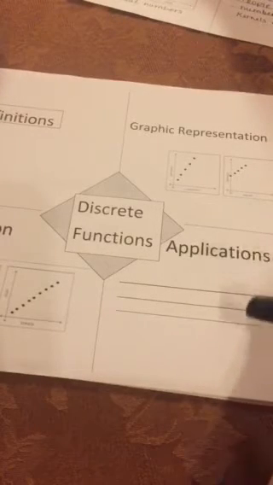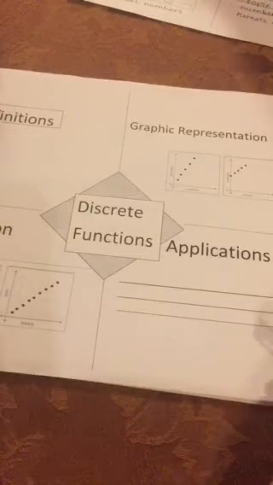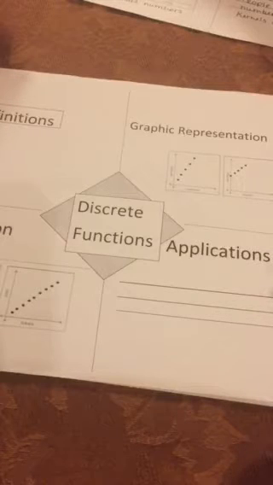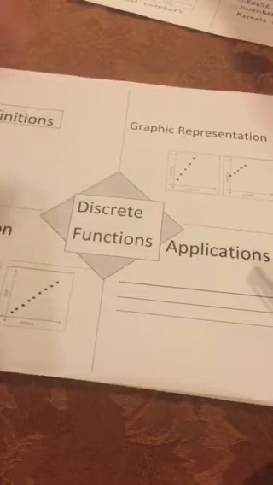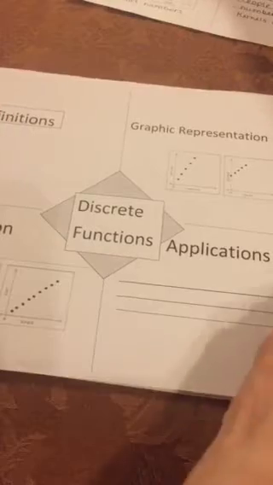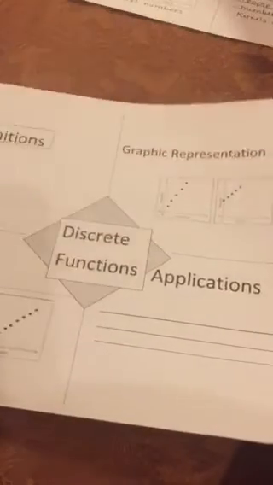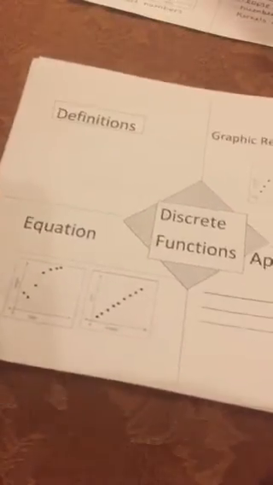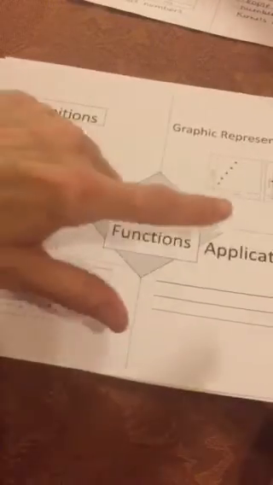So yesterday in class, we talked about discrete and continuous functions. And here is a Frayer model of that. We're going to do the definition, the graphic representation, which is over here. Then we're going to do how do you write it as domain and range. And then the applications, which just means examples.